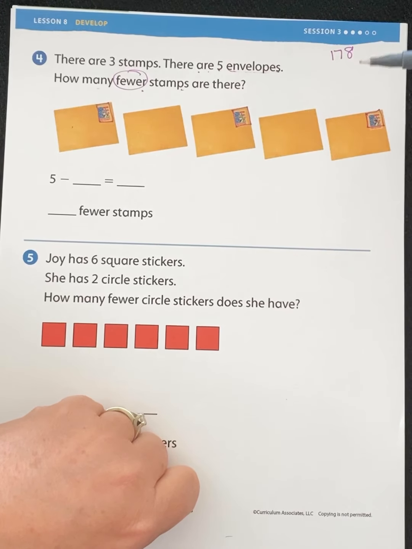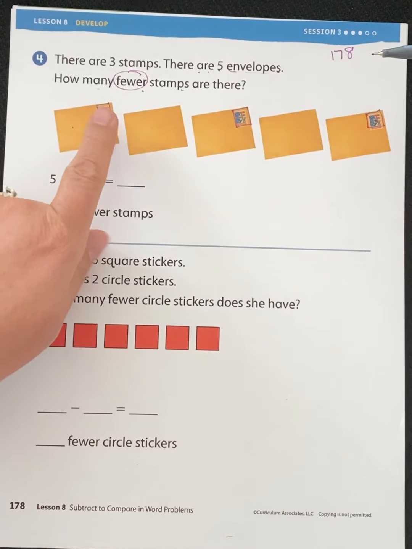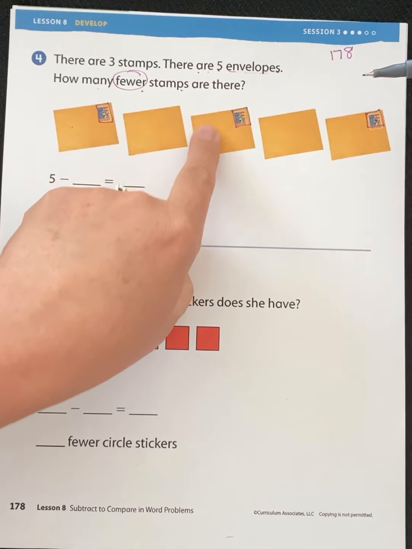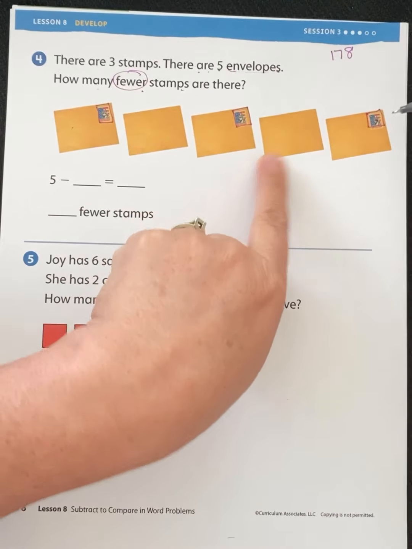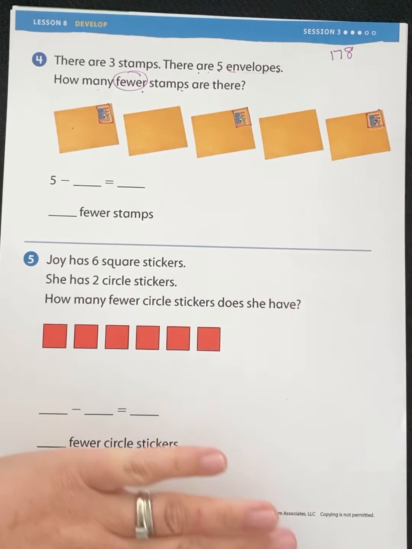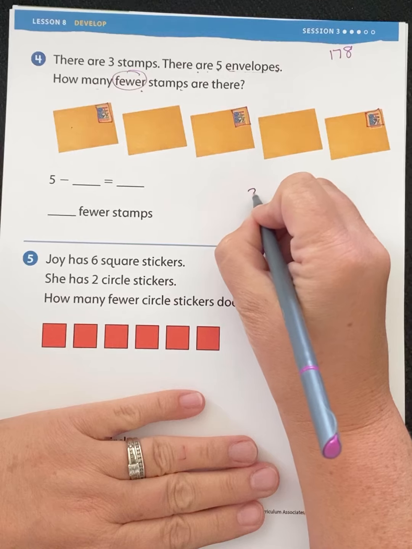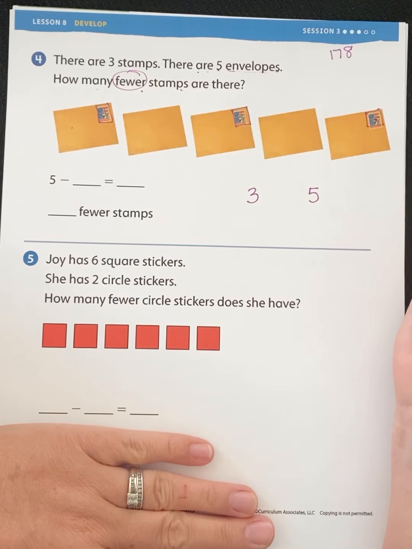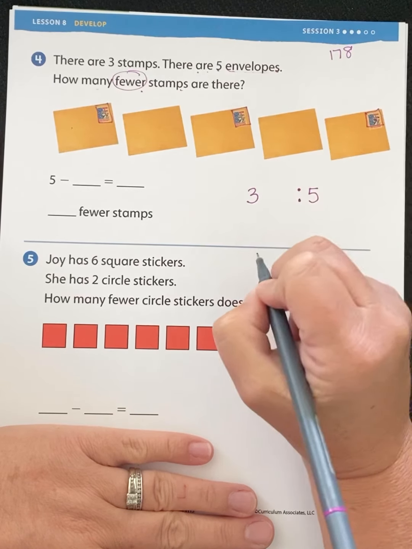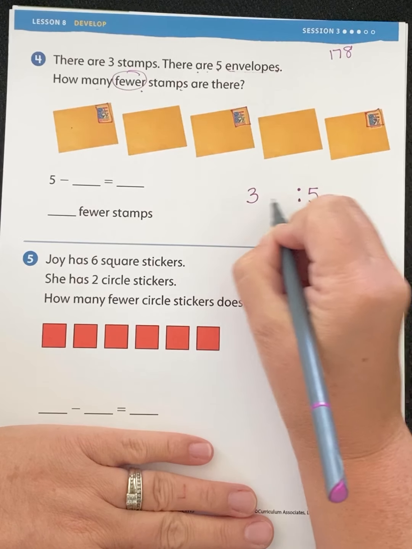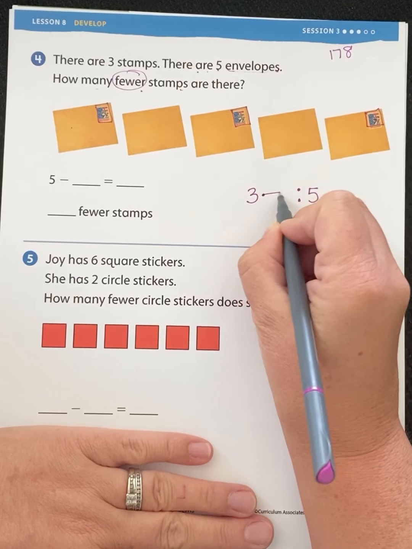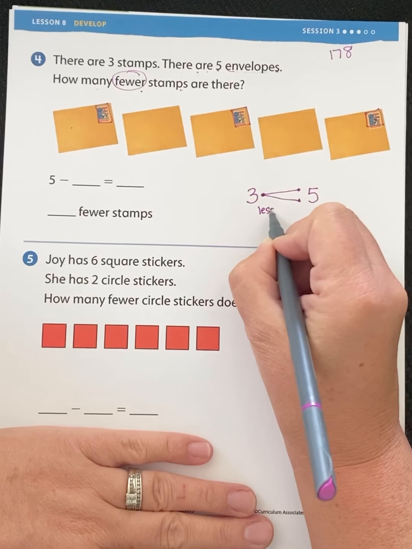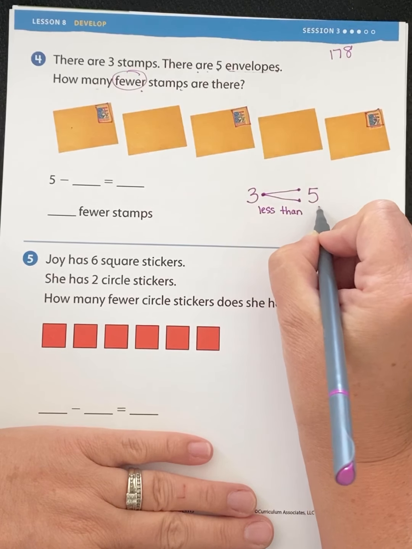And in this lesson, we are comparing 2 objects. We're comparing stamps to envelopes. Stamp, envelope, stamp, envelope, stamp, envelope, right? So we can compare the number 3 and the number 5. Which number is greater? Well, 5 is greater. It gets 2 dots. That means if 5 is greater, 3 has to be fewer or less than. So 3 is less than 5.